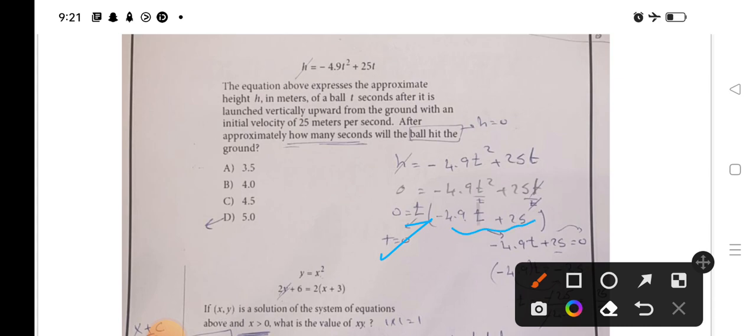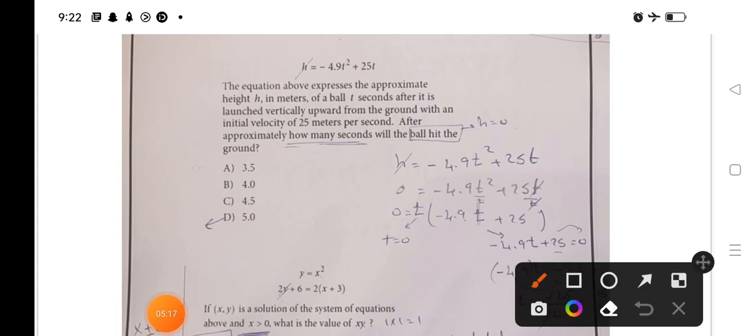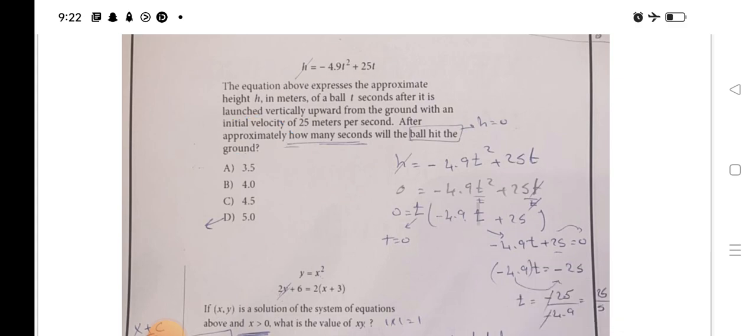What about this? I will solve it. Negative 4.9 t plus 25 equals 0. So 25 positive will go to the other side with a negative sign. After this, t equals negative 25 over, to get rid of the coefficient, divided by the coefficient, negative 4.9. Remember, he said something also important: approximately. The answer was 4.9. It's not exactly 5, but he said approximately. So the answer is 5.